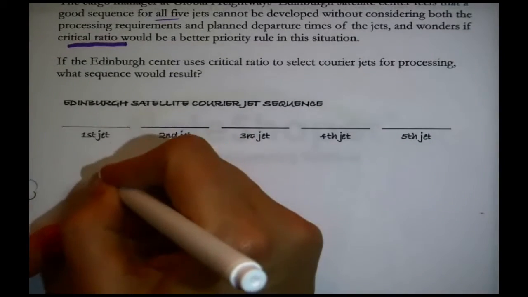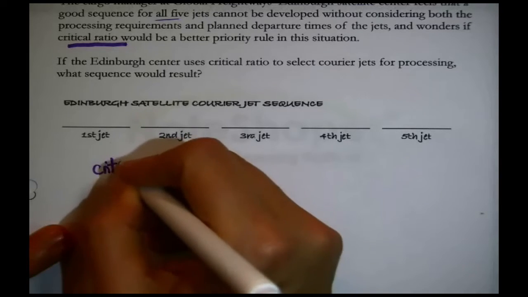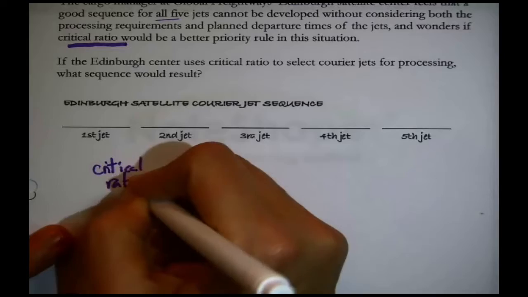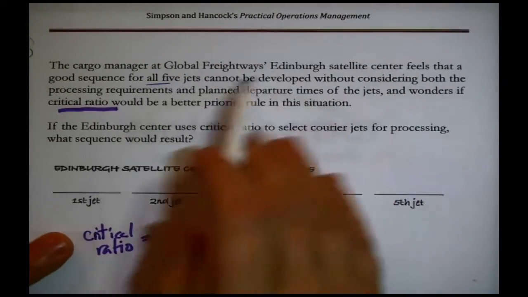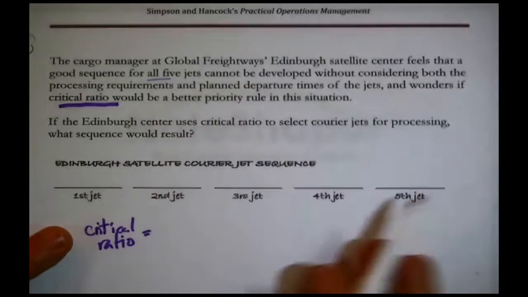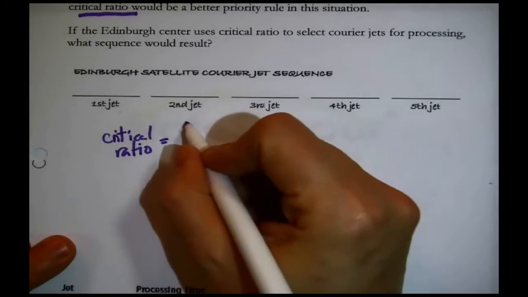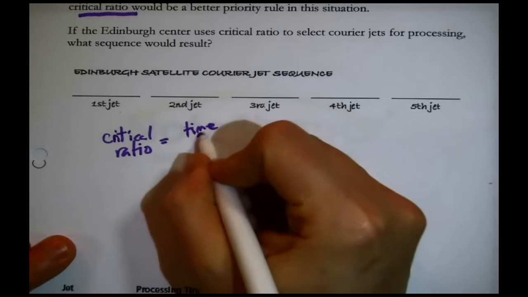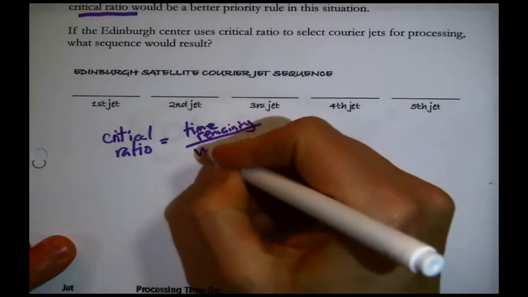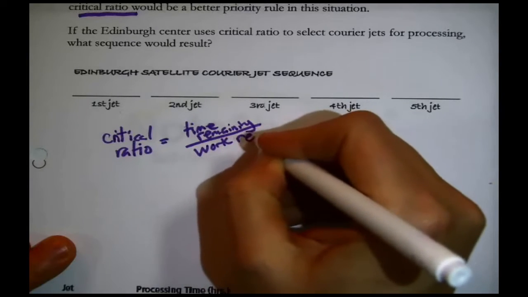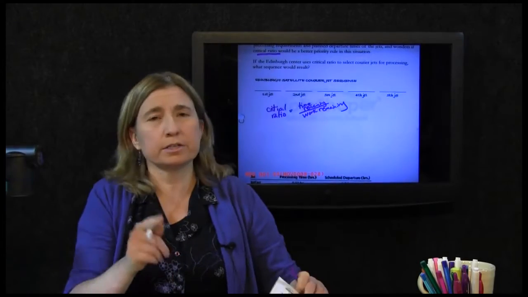Oh, wait, before we go any further, critical ratio. What do we mean that he thought you needed to consider both the processing requirements and the planned departure time? Critical ratio is any ratio essentially of time remaining to work remaining. I'm just jotting that down to myself there.